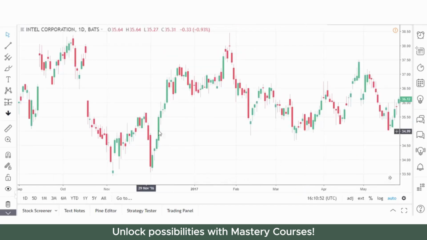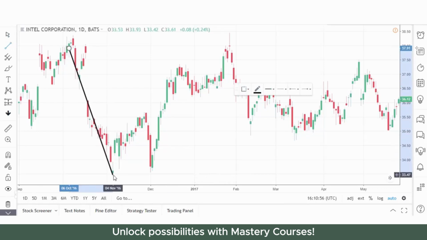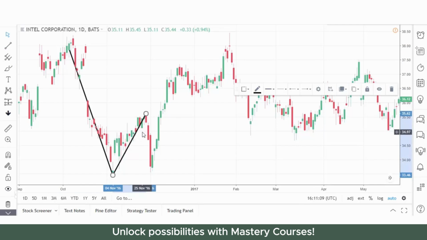Now let's look at a double bottom in the stock of Intel. The stock is in a bearish trend and makes a bottom here right around the 33.5 level. The stock bounces higher. The W and M pattern do not have to be perfect.